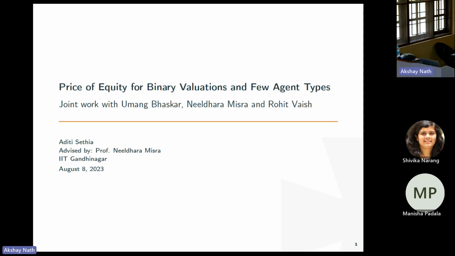Aditi is currently a PhD student at IIT Gandhinagar, advised by Professor Mishra. Her research interests include computational social studies with a focus on matching, voting, and fair division. She's also interested in algorithm design and complexity theory. Today she'll be talking about her work, The Price of Equity for Binary Valuations and Few Agent Types, which is to be presented at the Symposium of Algorithmic Game Theory this September. So welcome her.